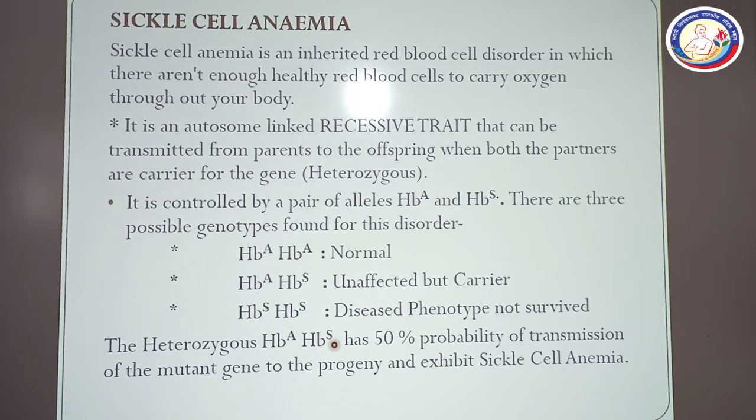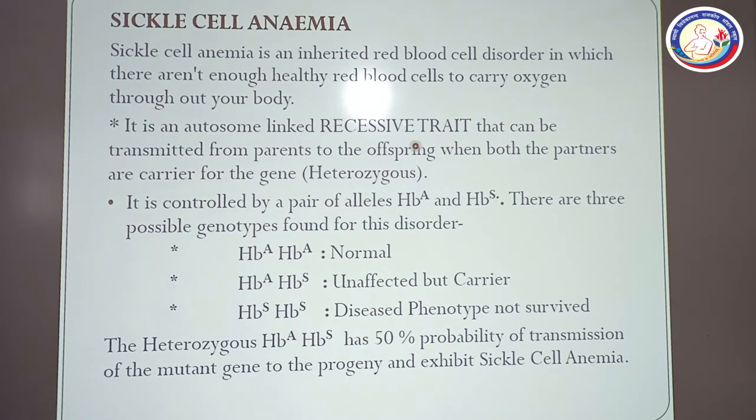Now come to the next disease, very important, sickle cell anemia. I have already explained it to you. Sickle cell anemia is an inherited red blood cell disorder in which there aren't enough healthy red blood cells to carry oxygen throughout your body. The shape of the RBC is affected in sickle cell anemia. It is an autosomal linked recessive trait.